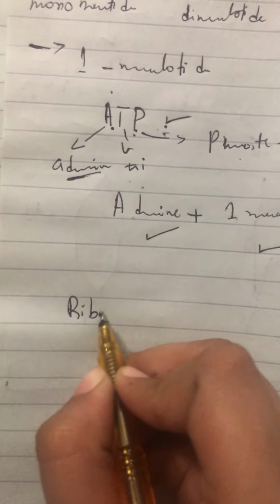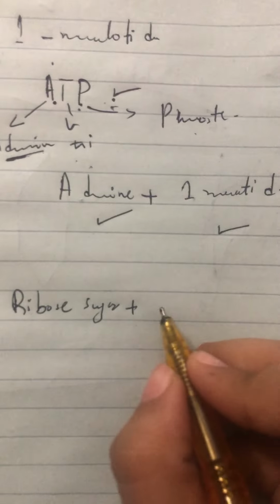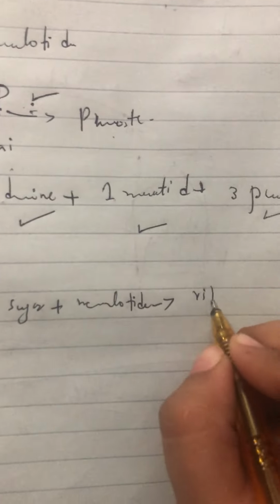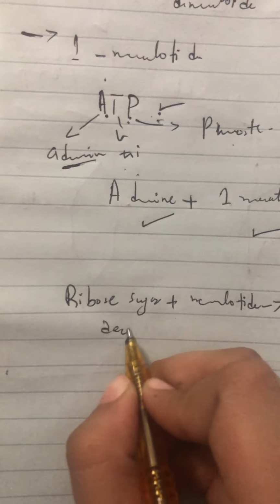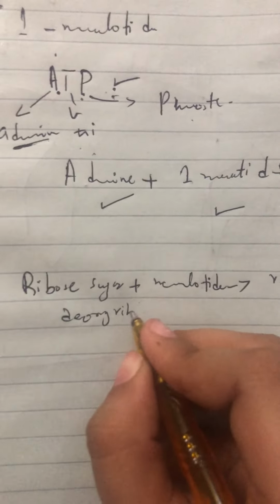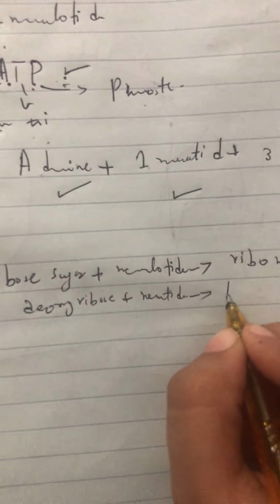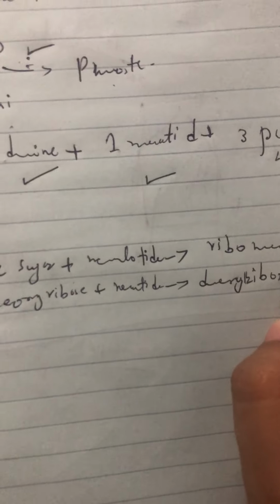After that, when ribose sugar attaches with the nucleotide, it will make ribonucleotide, which is RNA. And when deoxyribose is added with the nucleotide, they will make deoxyribonucleotide. So that was the point.